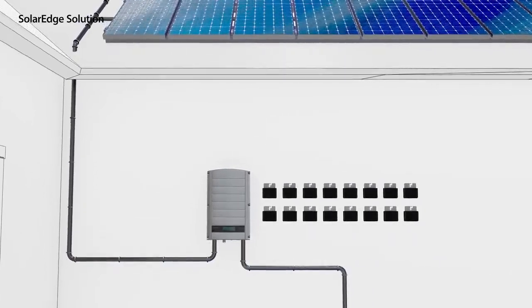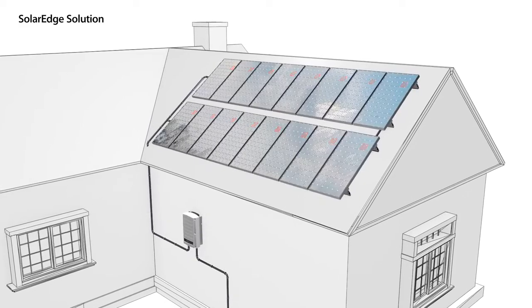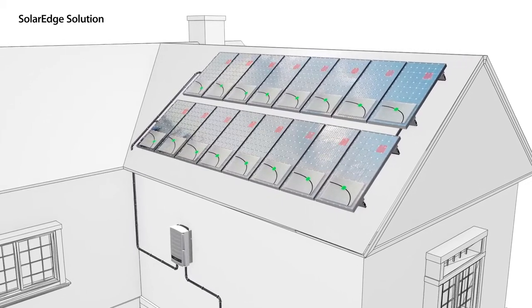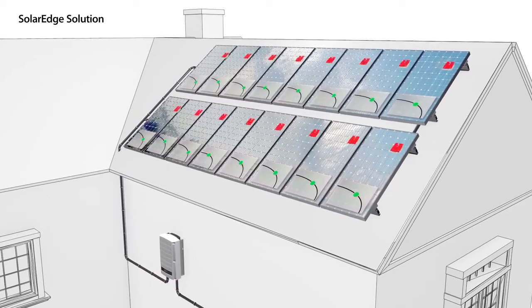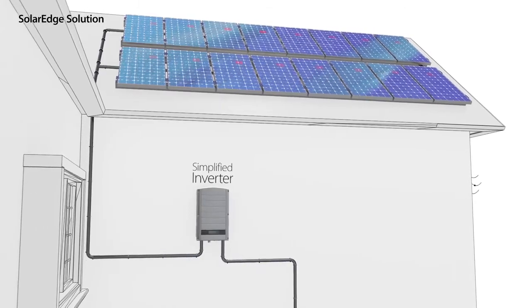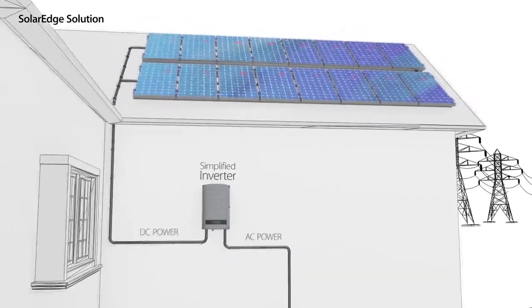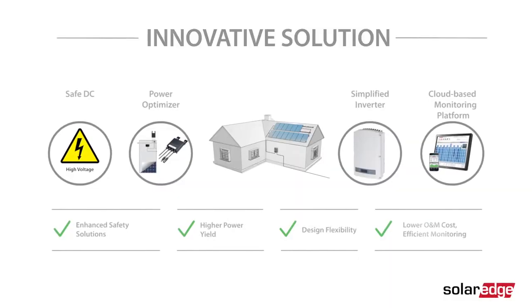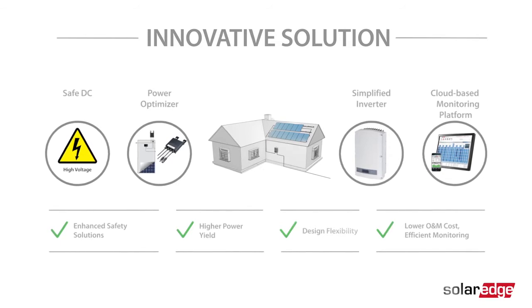The power optimizers are located on each panel, turning the panels into intelligent panels. These power optimizers provide panel-level tracking and real-time adjustments of current and voltage to the optimal working point of each individual panel. The simplified inverter is installed similarly to a traditional inverter, but it is only responsible for DC-AC inversion and grid connection. Our solution includes two additional features: a panel-level cloud-based monitoring platform, which is accessible from any computer or handheld device, and an enhanced safety mechanism.